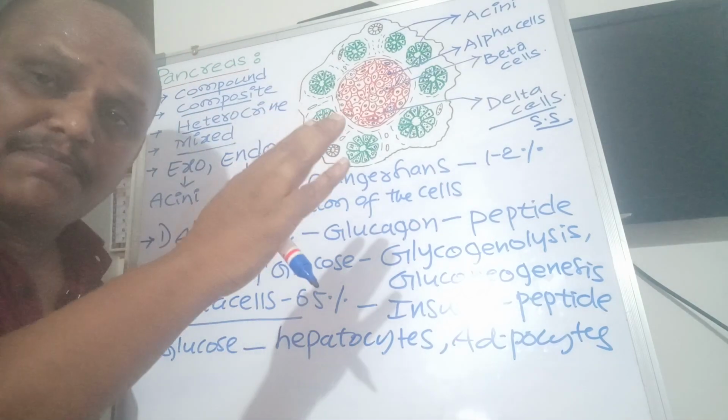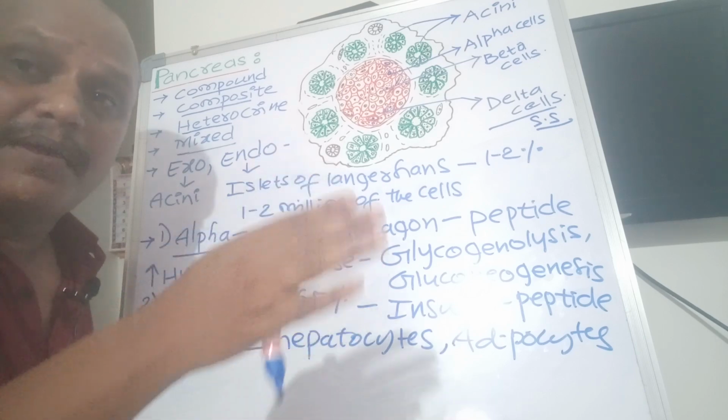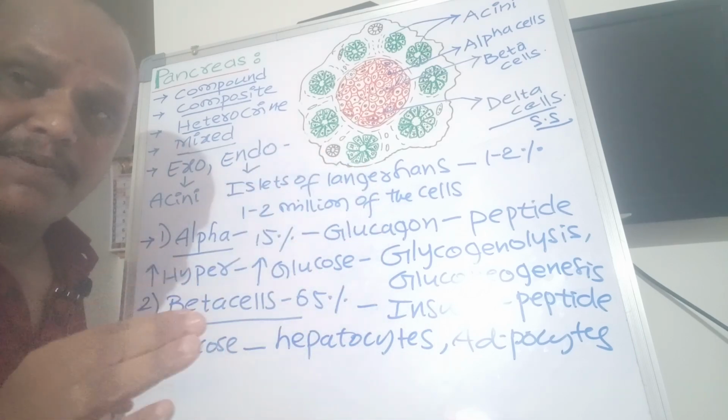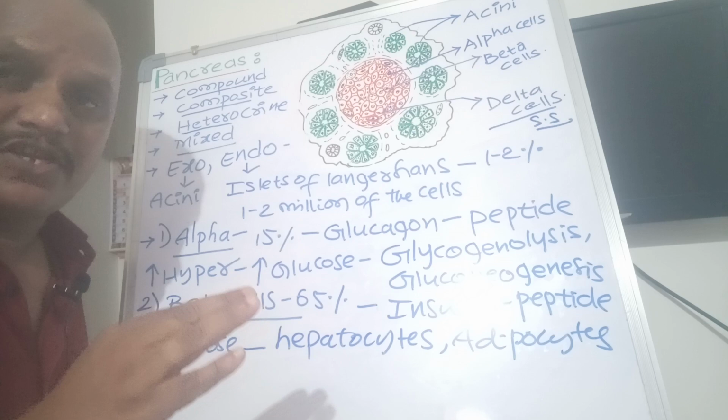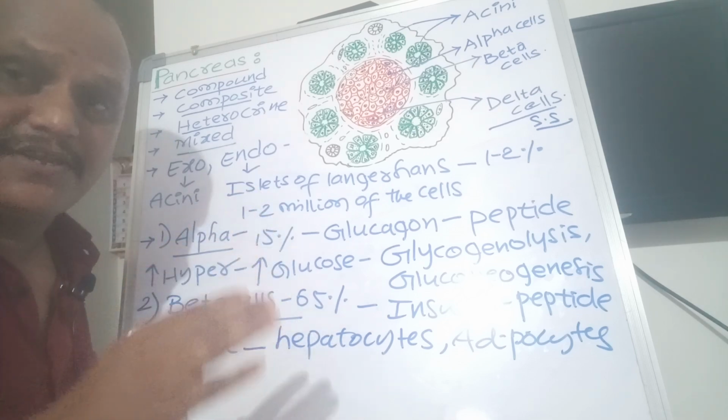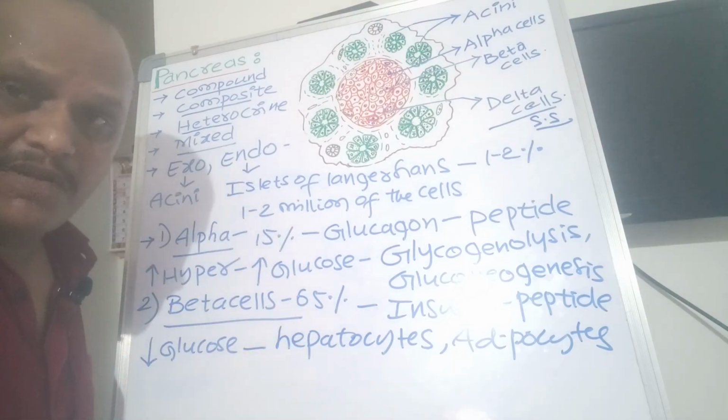Next, pancreatic polypeptide cells. These pancreatic polypeptide cells inhibit the secretion of pancreatic juice. That is about the pancreatic polypeptide cells.